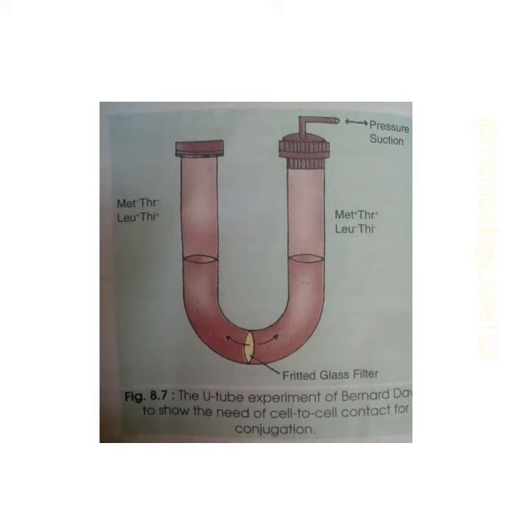At the fusion point of the two halves of the U-shaped glass tube, he inserted a glass filter. The glass filter allows only the nutrient media to flow. The nutrient media flows by the pressure created by suction, as you can see on the upper side. It creates pressure so that the nutrient media can move along both halves. So nutrient media are allowed to mix with each other, but bacteria are not allowed to mix with each other.